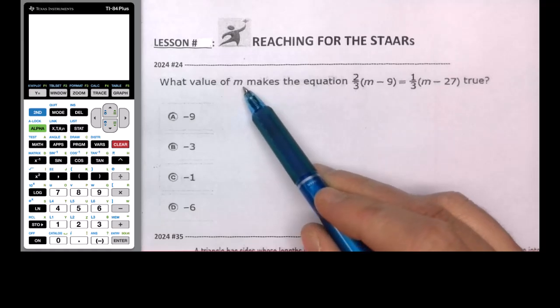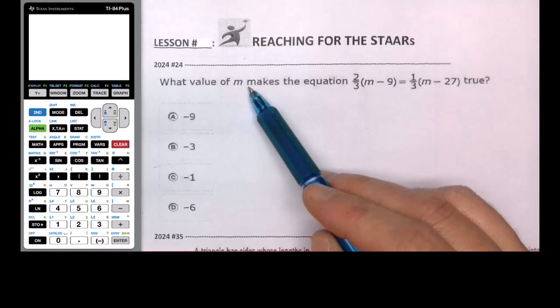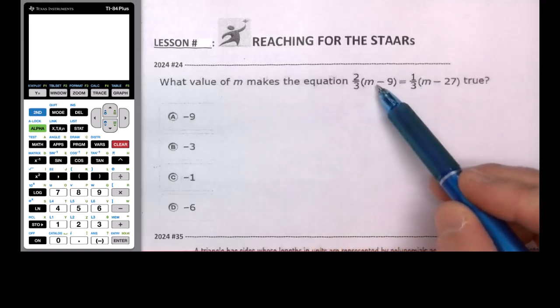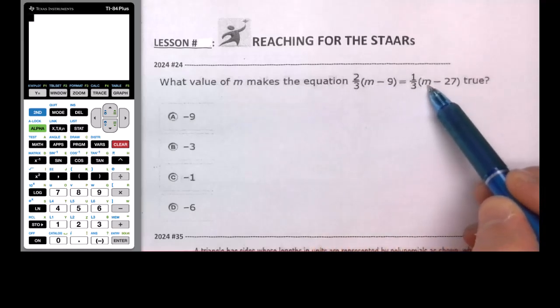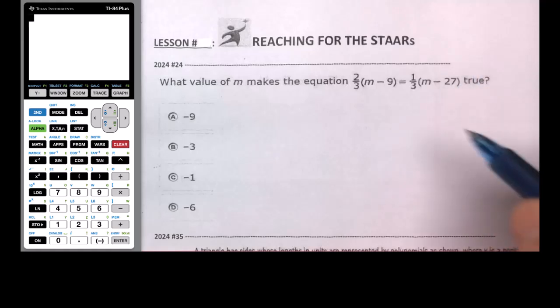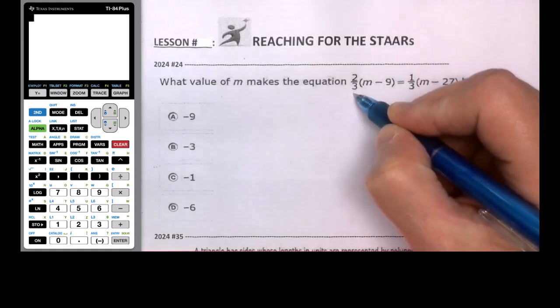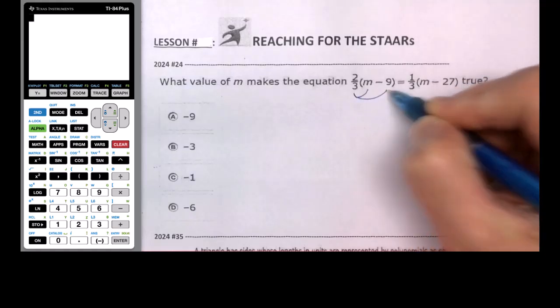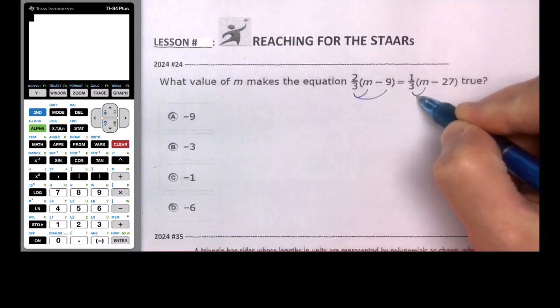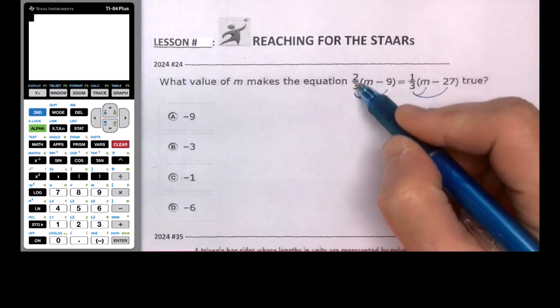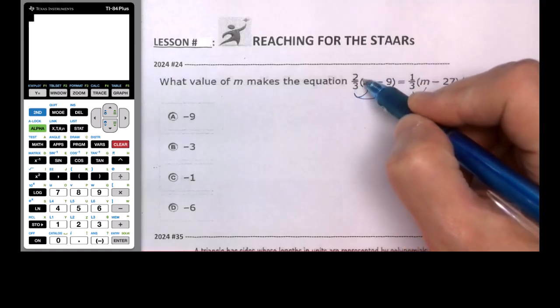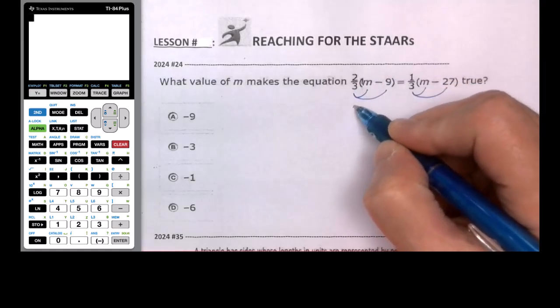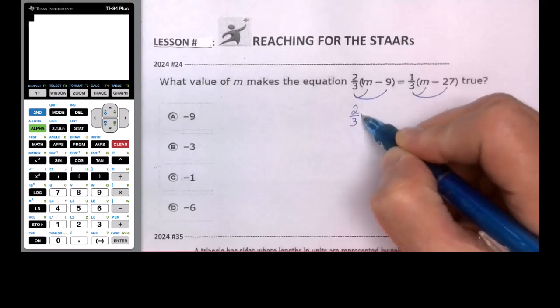So this is a question of the 2024 exam and says, what value of m makes the equation 2/3 m minus 9 equals 1/3 m minus 27? So first thing I see is parentheses. So I'm going to eliminate parentheses using the fractions. So if I multiply 2/3 times 1, I get 2/3 m.